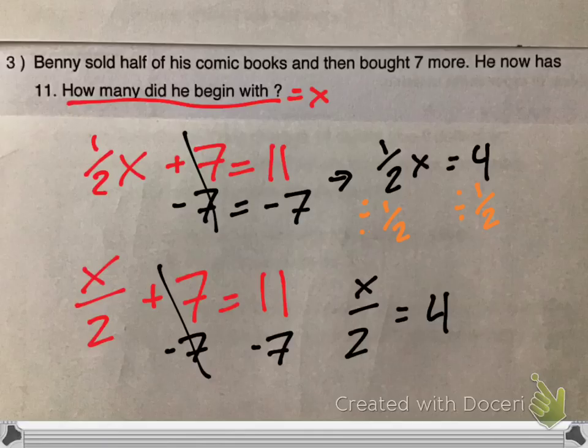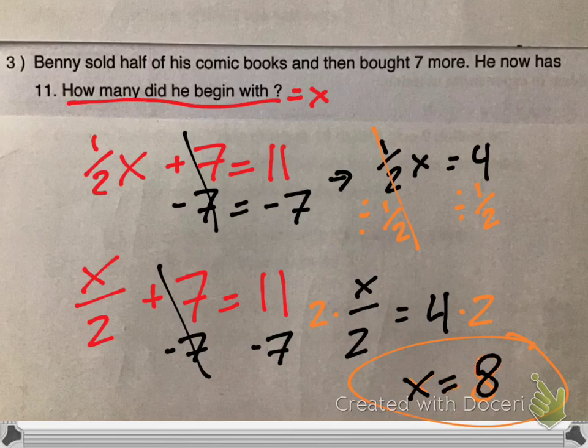Multiplying by 2. So if we did x divided by 1/2, we would get keep, change, flip. And if we look, x divided by 2 times 2 on each side, that goes away. 4 divided by 1/2, same as 4 times 2. We get x equals 8. I'm going to make it darker so that we can see it. x equals 8.